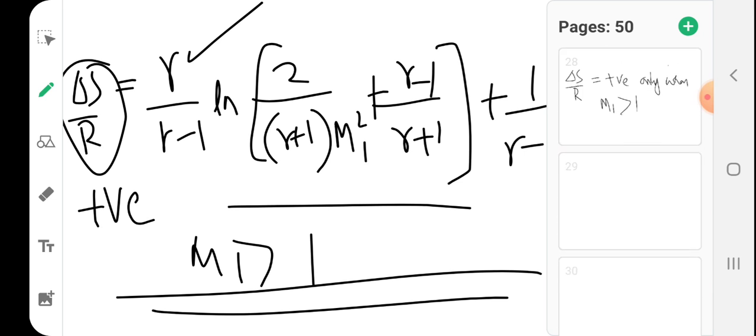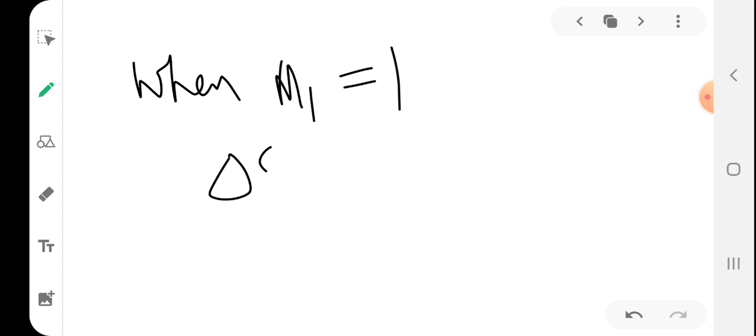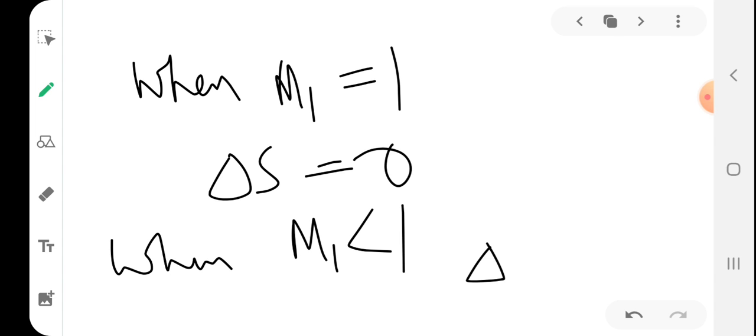If you analyze that equation and substitute a value for gamma and a value of Mach number greater than 1, you will get S2 minus S1 by R as a positive value. But when M1 is equal to 1, delta S will be equal to 0. If you substitute a value of upstream Mach number as 1, you will get delta S as 0. When M1 is less than 1, you will get delta S as less than 0.